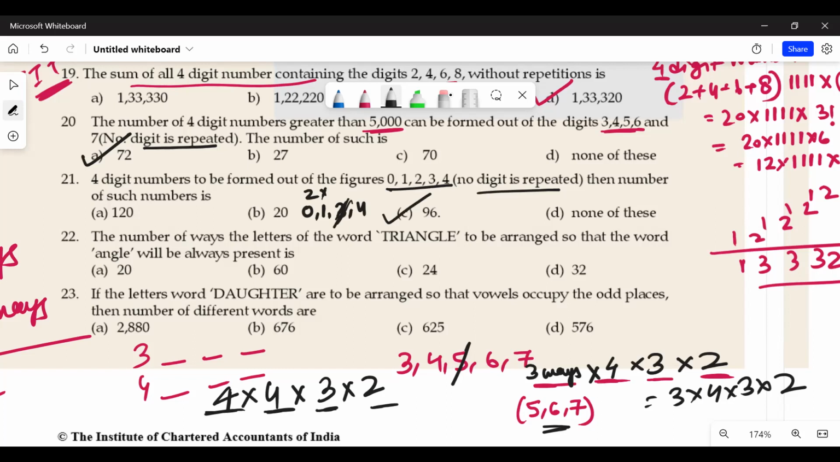Clear? Zero cannot be used in the thousand place here. I hope you are getting it, because if I use 0, then it becomes a 3-digit number. It won't become a 4-digit number. So except 0, any of the 4 digits can come in the thousand place. 0 cannot come in the thousand place.